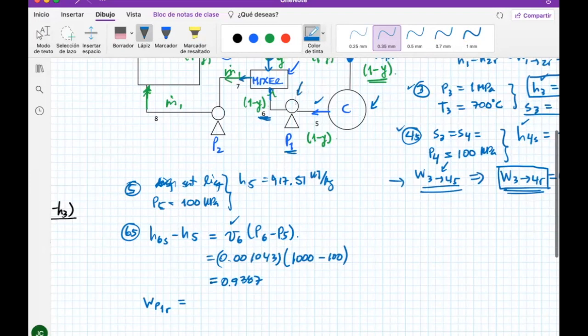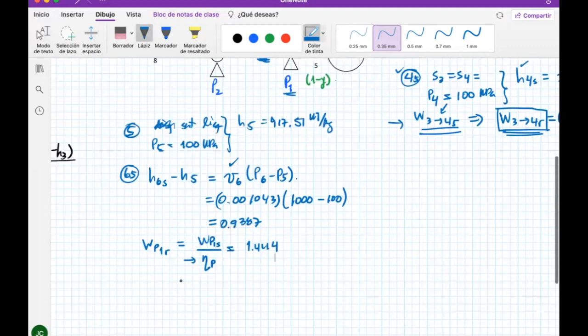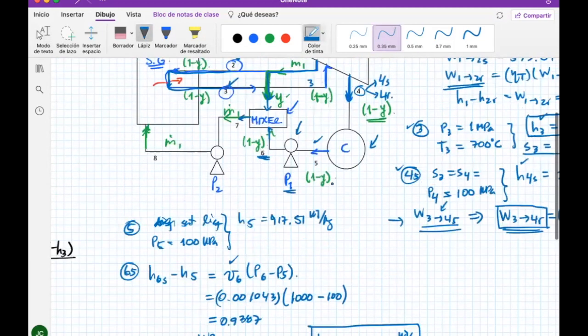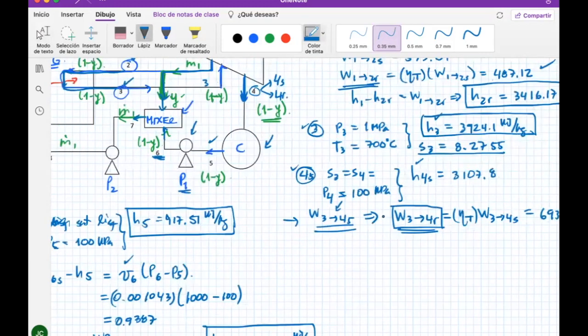The real work that this pump needs is just w1s divided by the efficiency of the pump, which we already know. Therefore, this one is pretty easy, 1.444, and I'm not going to put the units. So from here I can get H6R, which is this guy over here, 94 kilojoules per kilogram. That's another important enthalpy that I may use later. Let me put which enthalpies are important here. So far, I think I have all of them.